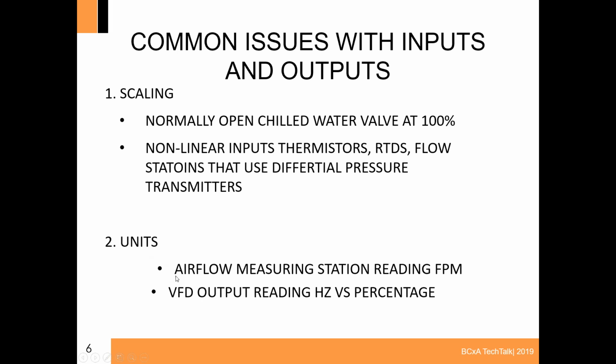Making sure the units are right on the graphics. I've seen jobs where the airflow measuring station reads in feet per minute. That doesn't help anybody. Nobody cares about the feet per minute of the airflow. They care about the CFM. So that needs to be scaled correctly. VFD output, I don't think it should read in hertz. I think it should read in percent. Is the pump at 100% or 20% speed? It's not always 60 hertz. You might overspeed the pump.